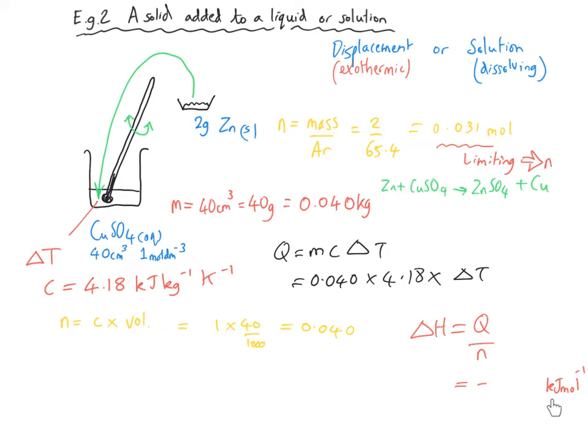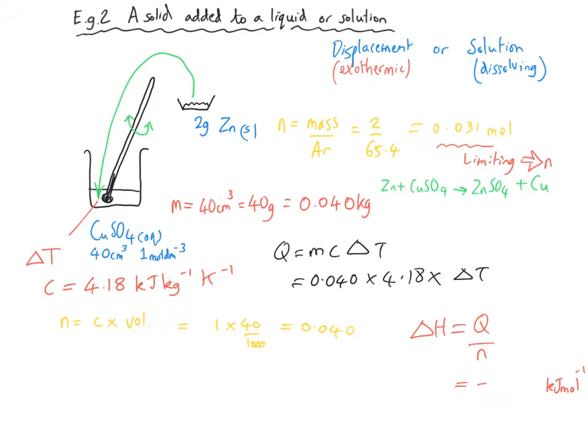Stick in kilojoules per mole because those will always be the units, and then you can work out the rest thereafter. I've said displacement reactions are always exothermic. Enthalpies of solution, so dissolving something, can be an exothermic reaction, but it can also be endothermic, so there's no easy pattern to remember for that one.